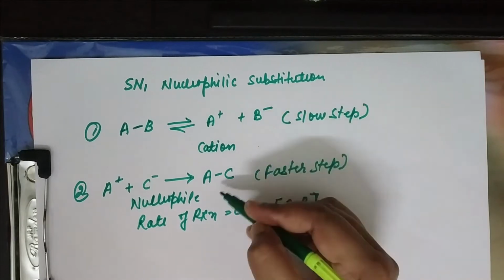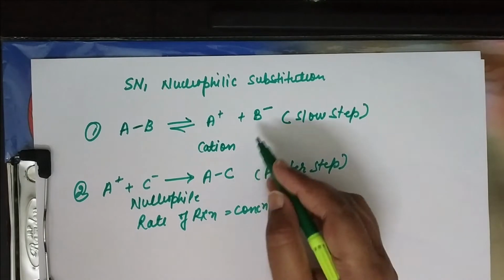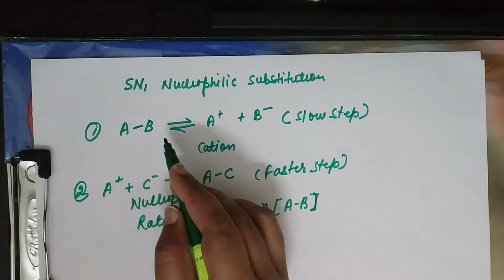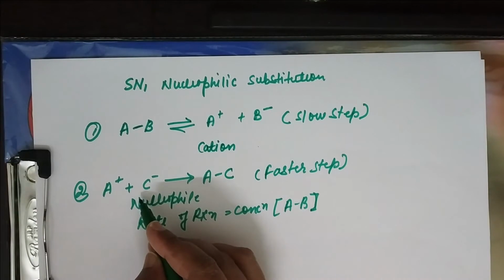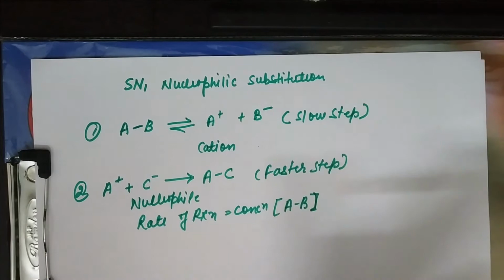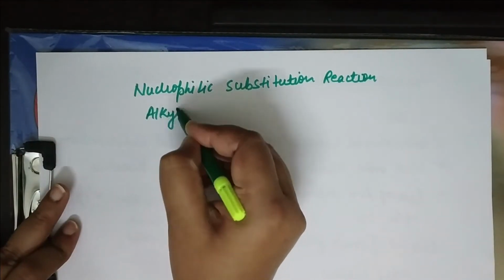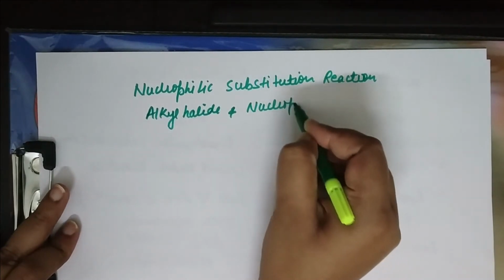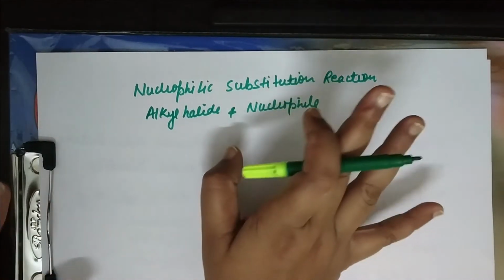So that is why it is a nucleophilic substitution reaction, which is SN1, meaning the unimolecular substitution reaction, where the involvement of one substrate is more and it is independent of the concentration of this nucleophile. So by this common example, you can easily understand the SN1 nucleophilic substitution reaction requires two things. One is alkyl halide and the other is nucleophile. These are the two important components in a nucleophilic substitution reaction.